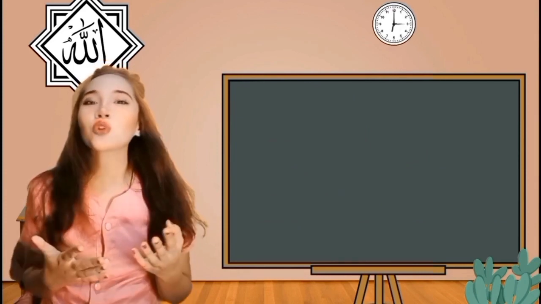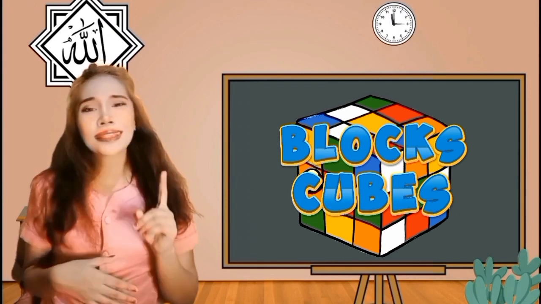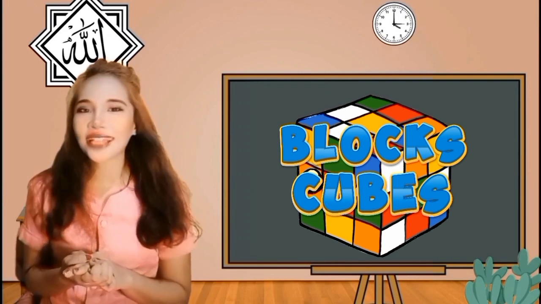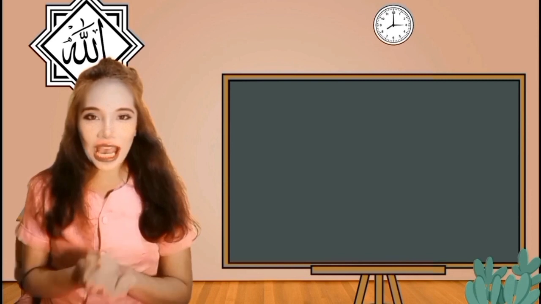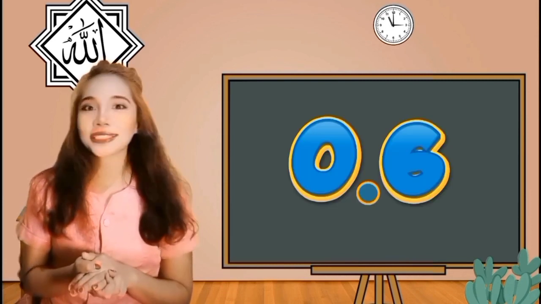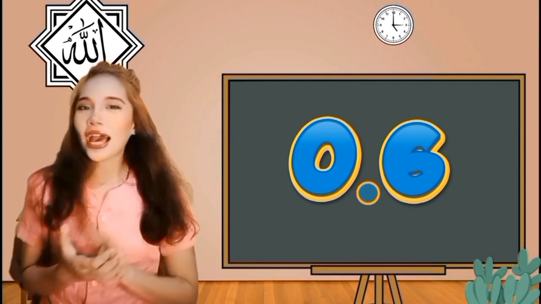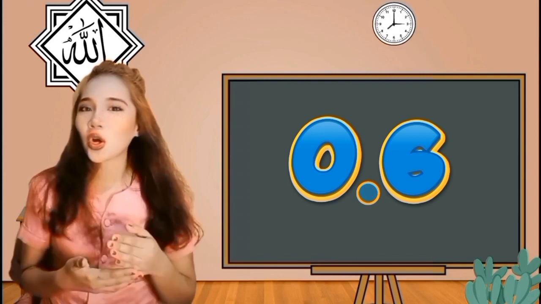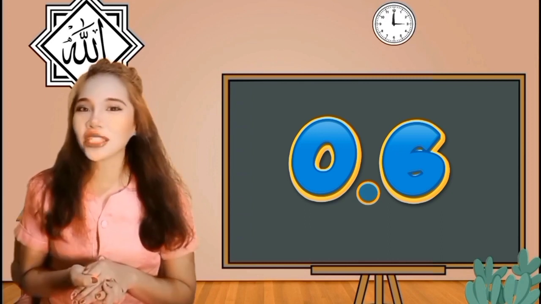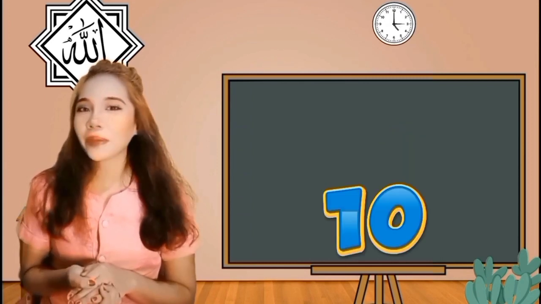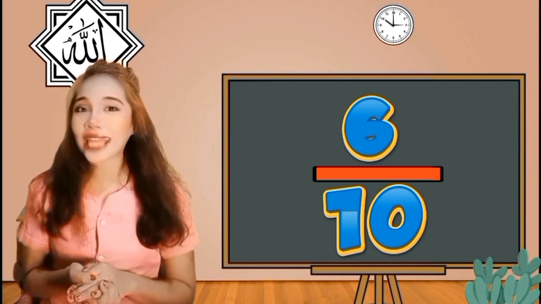Now, let's visualize decimals using blocks or cubes. But how can we visualize decimals by using blocks or cubes? Let's say we have the decimal 0.6. How can we convert it into a fraction? As I have said a while ago, if you have one digit after the decimal point, the denominator is 10 and copy the number 6. So we have 6 over 10.